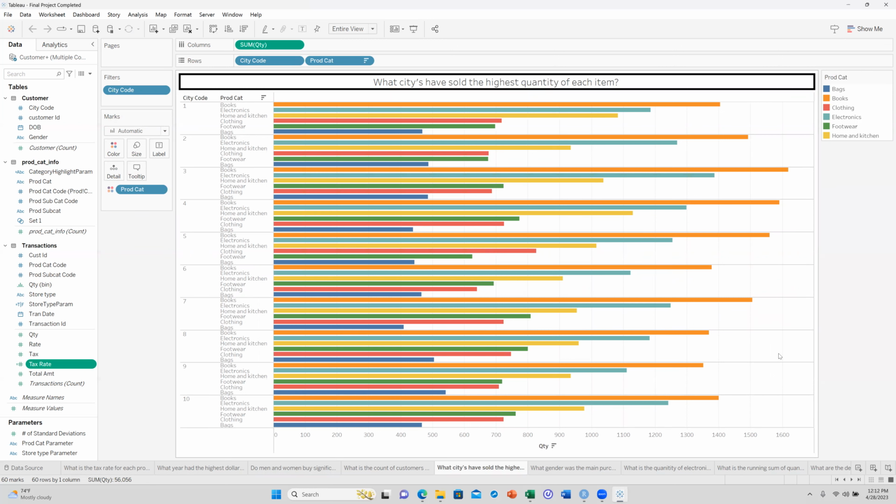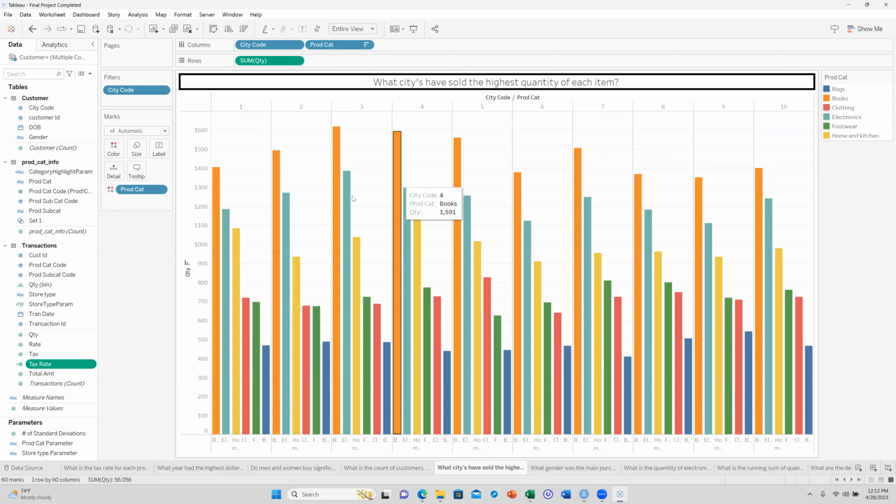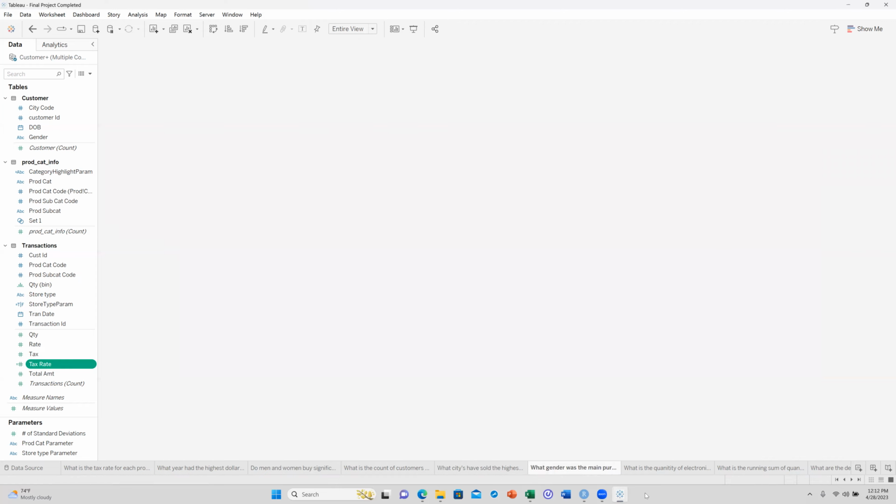As we can see, this one was pretty interesting. Books are the highest items sold consistently, as well as bags are the lowest item sold relatively consistently as well. I could even go ahead and do this as well so you guys can get a strong understanding and look of it. Go ahead and go back now.